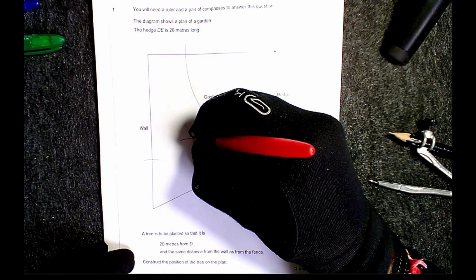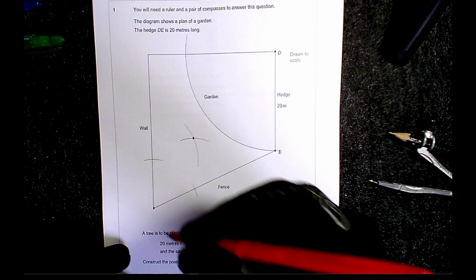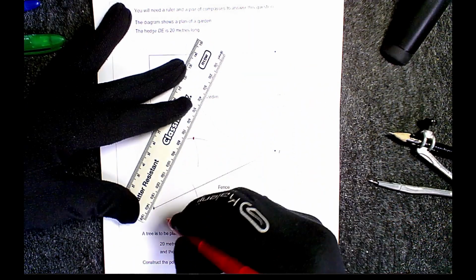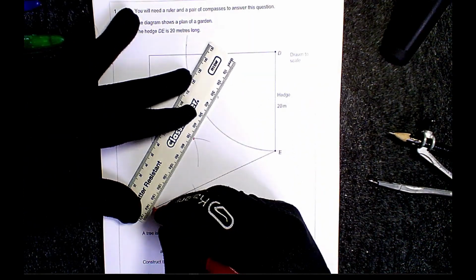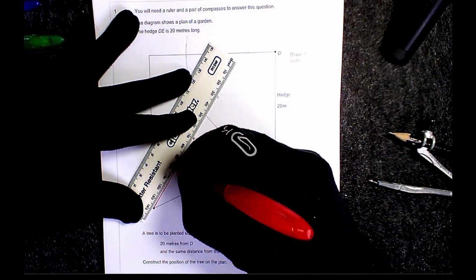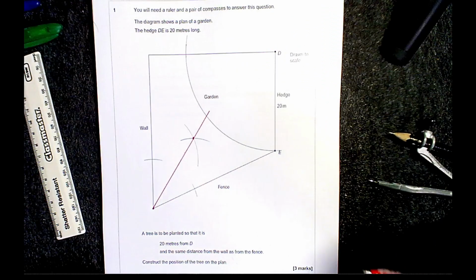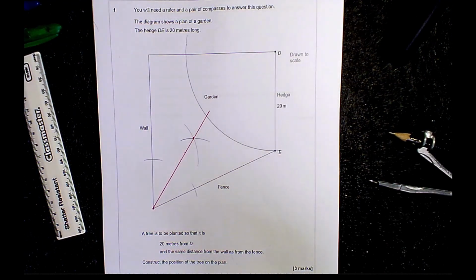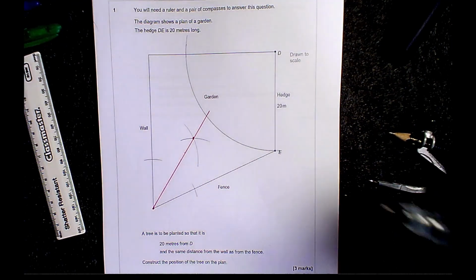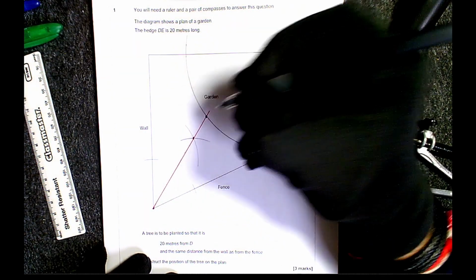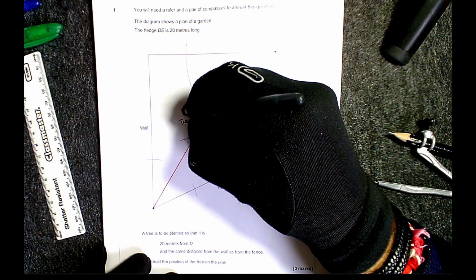Now what I'm going to do is put a little dot on the intersection point and a dot in the corner of the wall and the fence, and then with a ruler you want to draw a line through those two points, and that is your angle bisector, which is also a line equidistant from the wall and the fence. Now where the tree is to be planted is basically where the arc from D joins that line you've just drawn, which is here. So I'm just going to put a little dot there, and that's where the tree is to be planted.